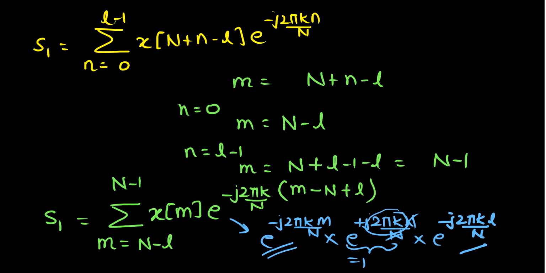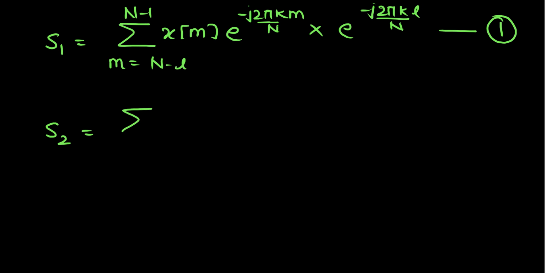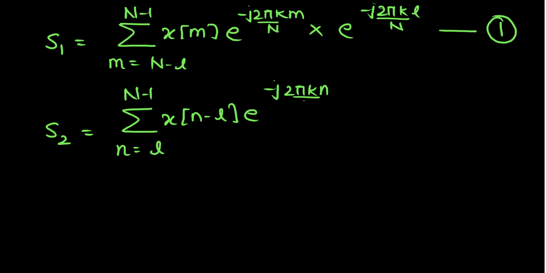So we have e to the power minus j 2 pi k m by n multiplied by e to the power minus j 2 pi k l by n. So let us number this equation as 1. Now let us consider the second summation. So it is given as summation n running from L to n minus 1 x of n minus L e to the power minus j 2 pi kn by n.